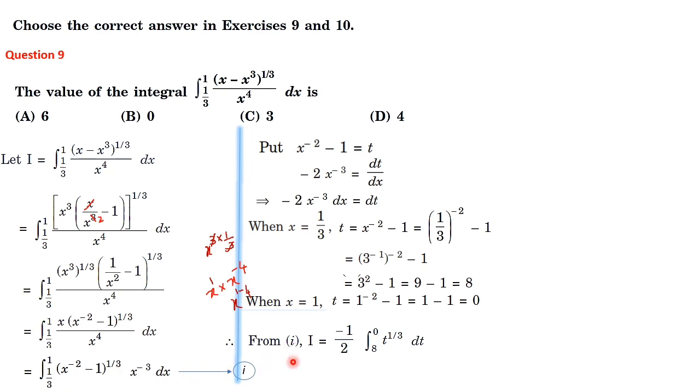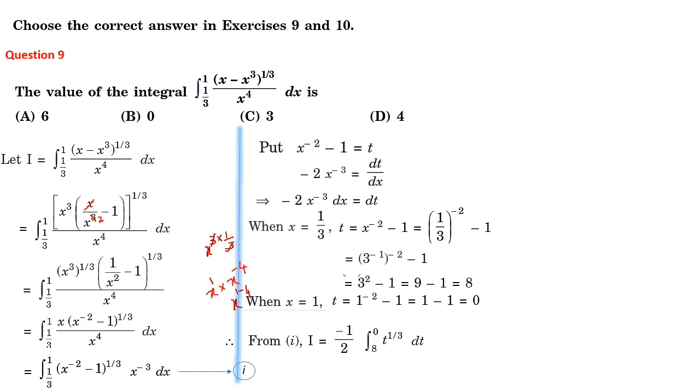Equation number 1, if we substitute, I is equal to here minus 1 by 2 into the integral from 8 to 0 of t power 1 by 3 dt. What we have done is here x power minus 2 minus 1 the whole power 1 by 3. That means x power minus 2 minus 1 we have got as t. So t power 1 by 3. This term will come as t power 1 by 3.